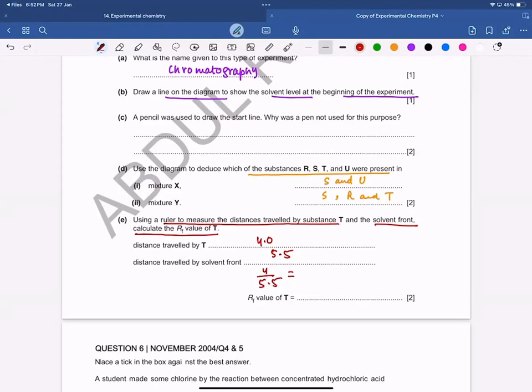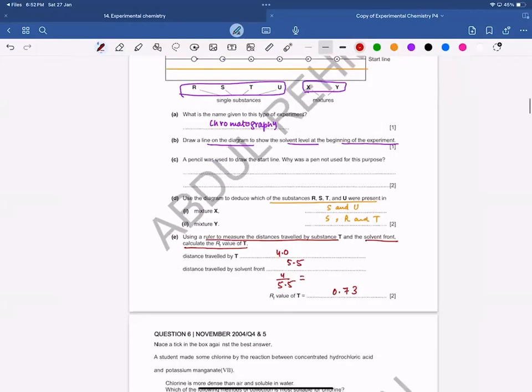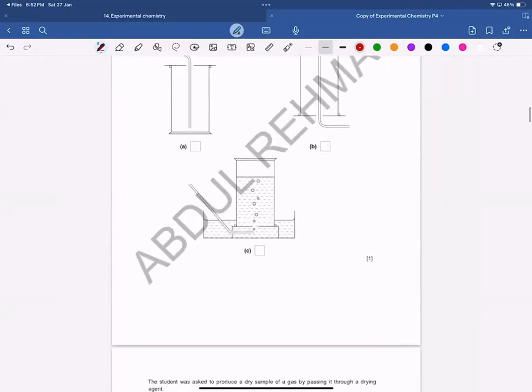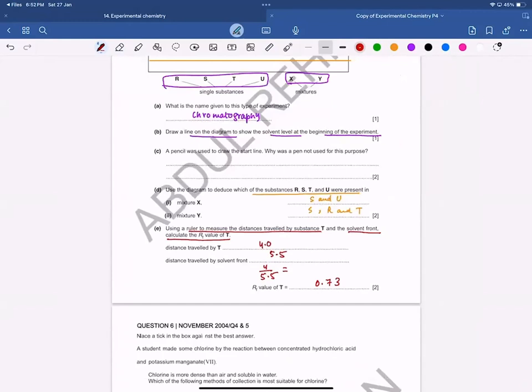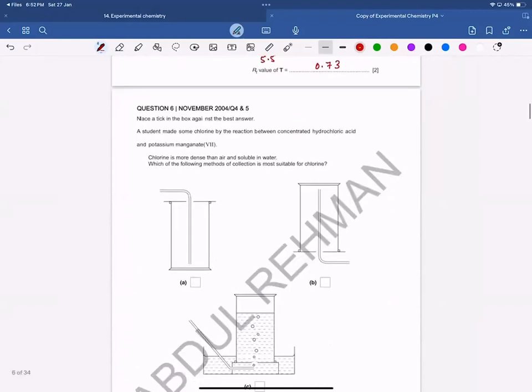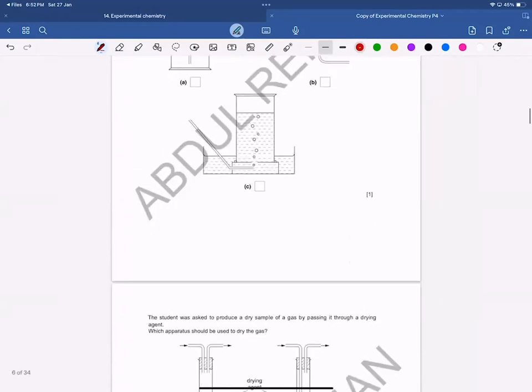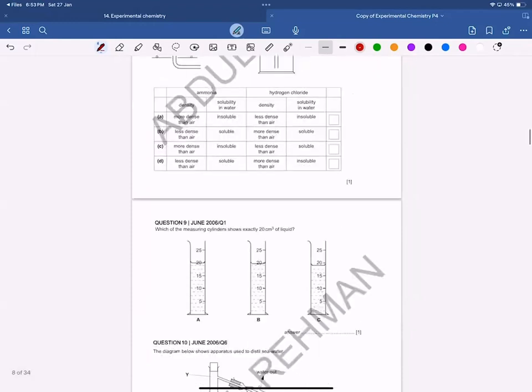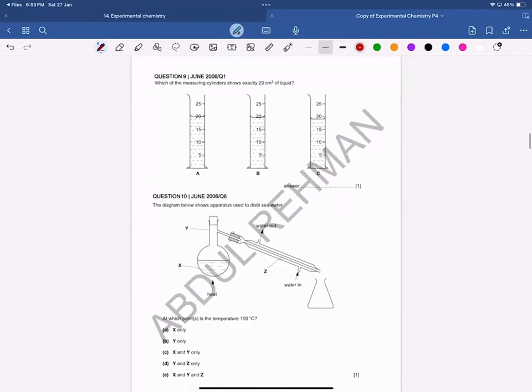So what is the answer? 0.72, so it will be 0.73. Is this clear to all of you? Yes, sir. You need to round off. You can write 0.727 as well. But if you just write 0.72, the examiner might deduct the marks.